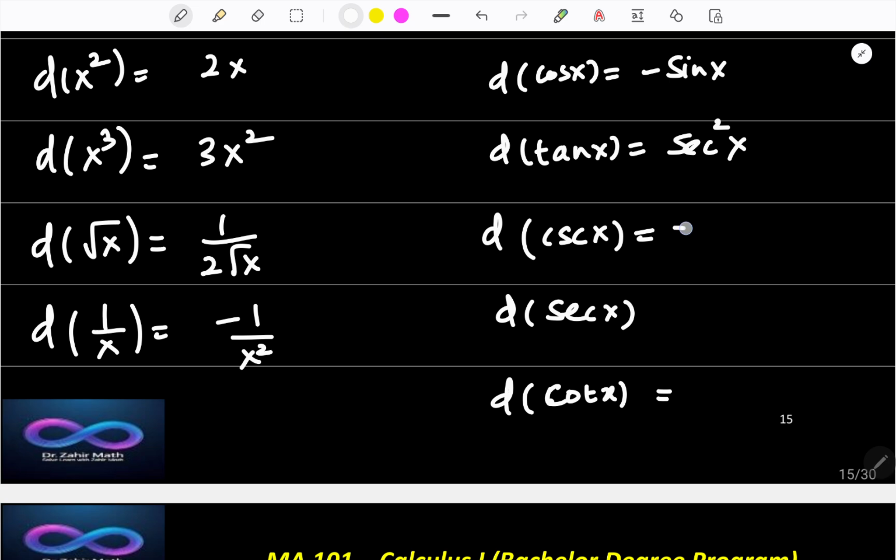Cosecant x is what? Minus cosecant x cot x, right? Secant x is what? Secant square x. Secant x is what? Sorry. Secant x is what? Secant x tan x. Cot x is what? Minus cosecant square x, right? These are the derivative formula.